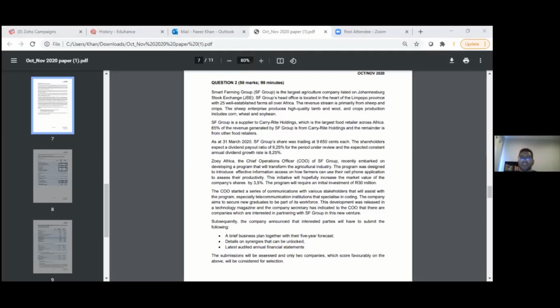So this paragraph doesn't really affect WACC. What it could affect is growth prospects. It could affect strategy and risk management again. And then it could affect capital budgeting. They're telling you it requires an initial investment of 30 million rand.